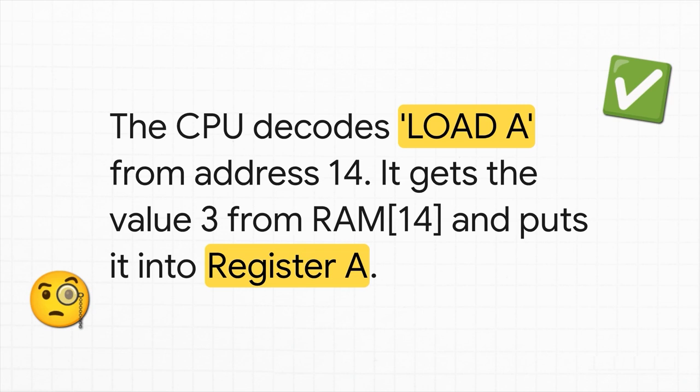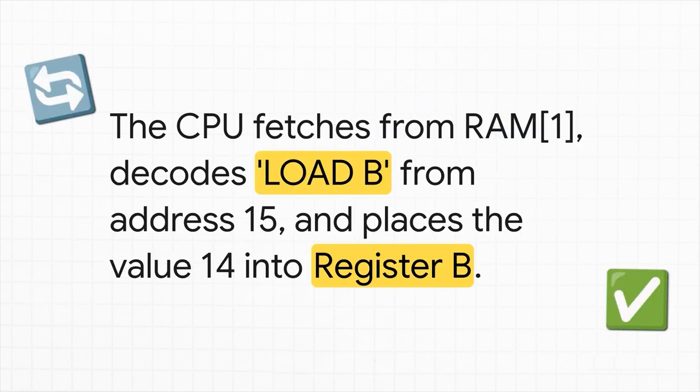The control unit looks at the instruction and figures out it means load into register A the data from memory address 14. So it does exactly that. It zips over to RAM address 14, grabs the value, which is 3, and pops it right into register A. And once that's done, the program counter automatically clicks up to 1, getting ready for the next cycle. And the cycle just repeats itself.